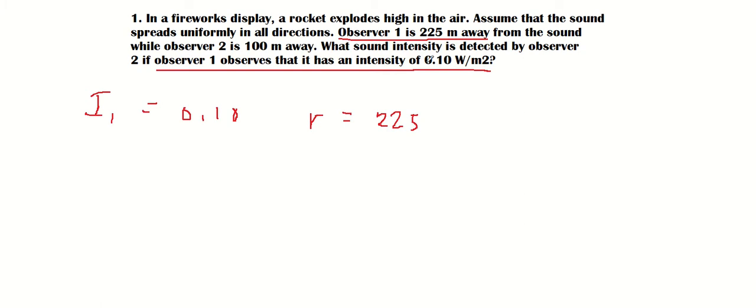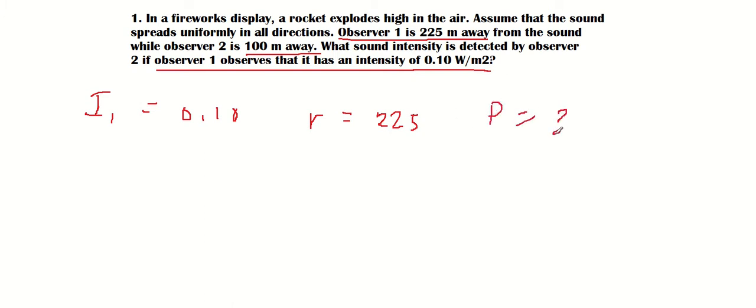So, ngayon, ang pinapahanap sa atin is what sound intensity is detected by observer 2. So, kung yung observer 2 daw is 100 meters away mula dun sa explosion, anong sound intensity? Gano'ng kalakas yung narinig niyang sound? So, since yung observer 1 natin is 225 meters away, mas malayo mula dun sa source of sound, narinig niya is 0.10 yung sound intensity. So, obviously, dahil mas malapit yung observer 2 sa source of sound, ina-expect natin na mas mataas yung sound intensity ng narinig niya. So, ngayon, ang kailangan natin gawin based sa given natin is to find the power.